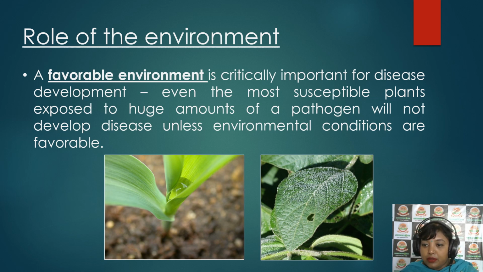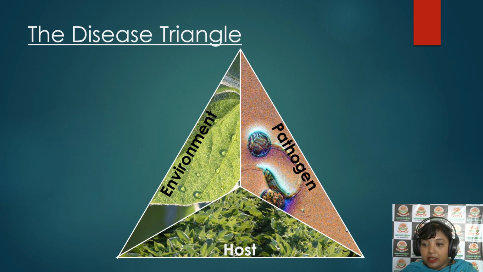So pathogen, host, and a favorable environment, all three of them are important for the disease to develop. That's why a disease triangle is there. A disease triangle is being shown: the environment, pathogen, and host. All three are responsible for the disease to develop.